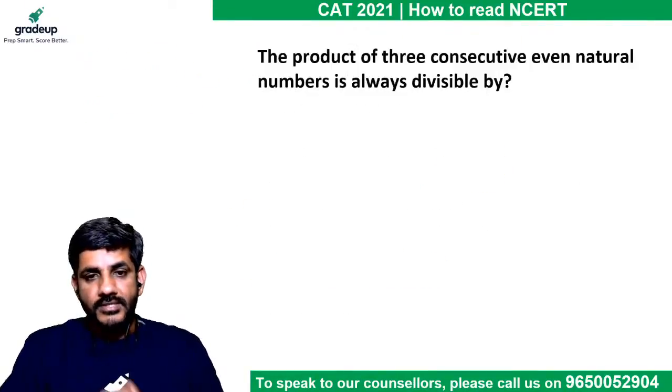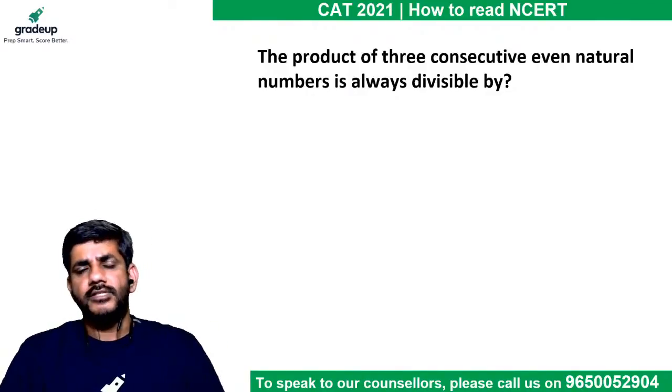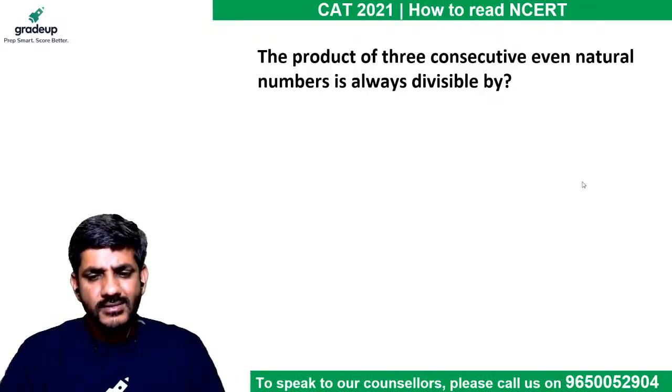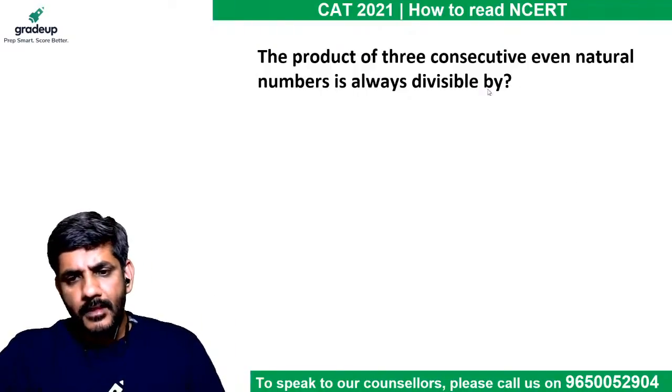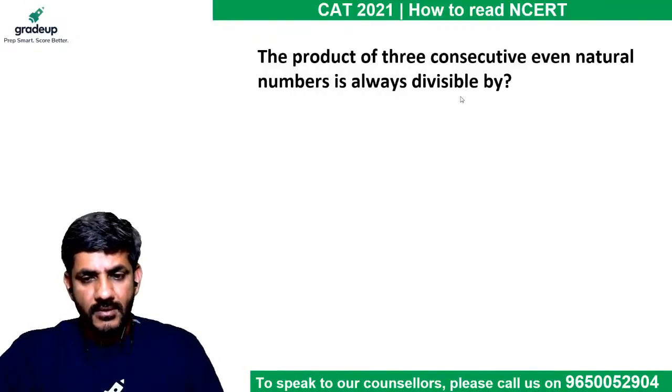Okay, another question. The product of 3 consecutive even natural numbers is always divisible by. A proper CAT type question. Can you answer this? What will be the answer? The product of 3 consecutive natural numbers is always divisible by.